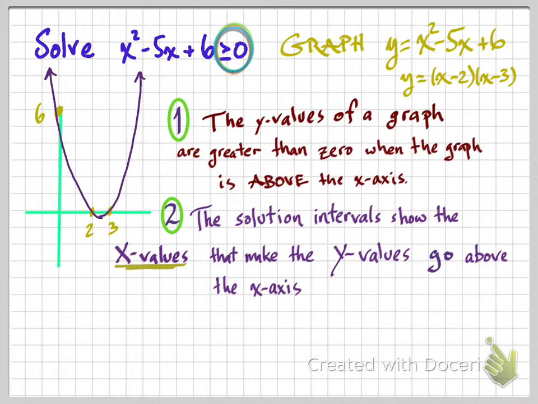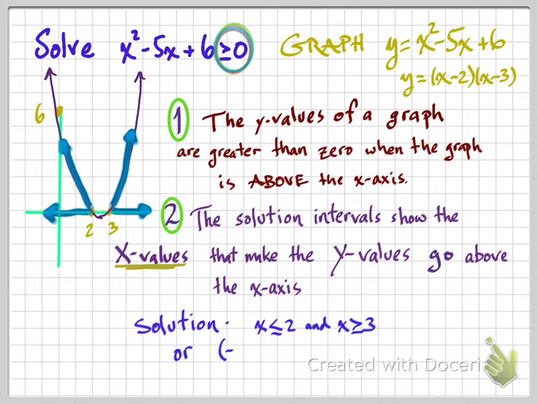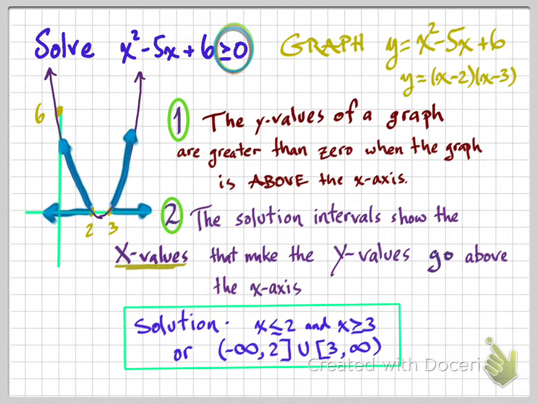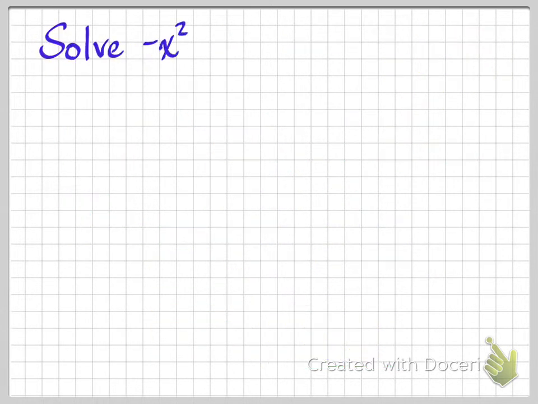So we're expressing the solution in terms of x, but it's related to the behavior of the y values, okay? When you look at that, the y values go above the x-axis to the right of 3 and to the left of 2, and therefore our x values that make that happen are in the same place. So our solution, once again the same solution of course: x is less than or equal to 2, and x is greater than or equal to 3, and there's our interval notation style. All right? So let's try this a couple more times in this video. Hopefully this will be clear to you. So let's try a different one.